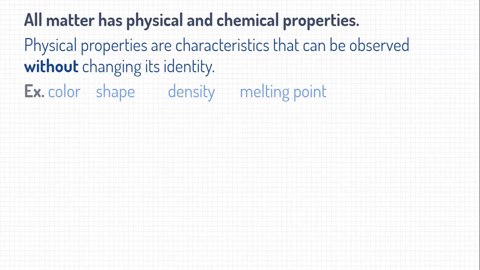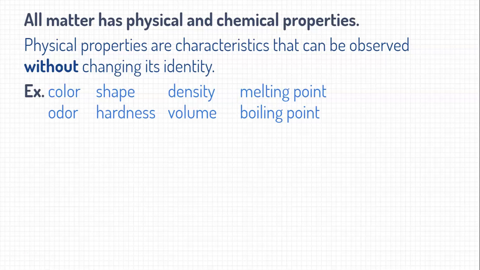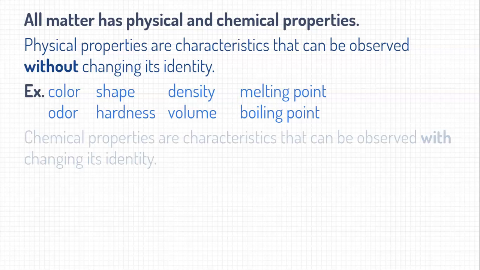physical property. Examples can be color, so you observe its color, you're observing its shape, observing and calculating its density, figuring out its melting point, its odor, seeing how it smells, its hardness, so how hard it is, what volume it has, and the boiling point. And there's so many other different examples as well.